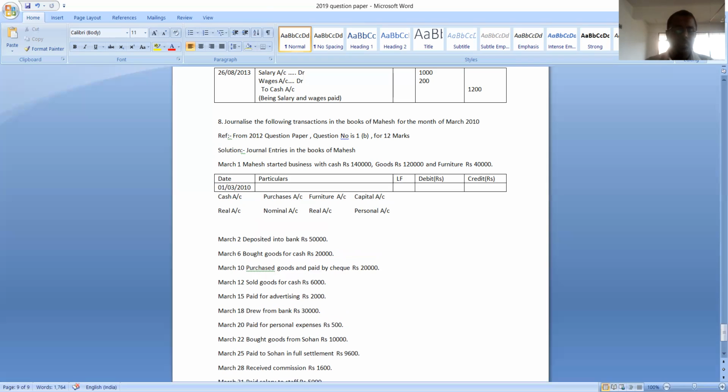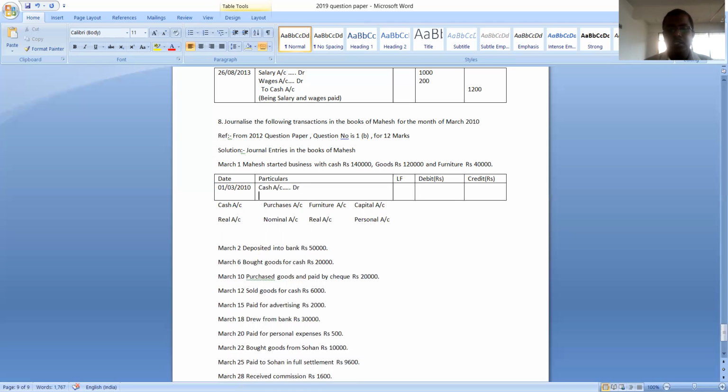Now we should decide which accounts should be debited and which should be credited. See here, capital account is always credited. When you find capital account, it must be credited, because the owner is always the giver. Understood? Let us start from cash account. Cash account is a real account. What is the rule of real account? Debit what comes in, credit what goes out. Commenced business with cash means cash comes into the business. So first, cash account should be debited. So cash account debit. Later, purchases account.